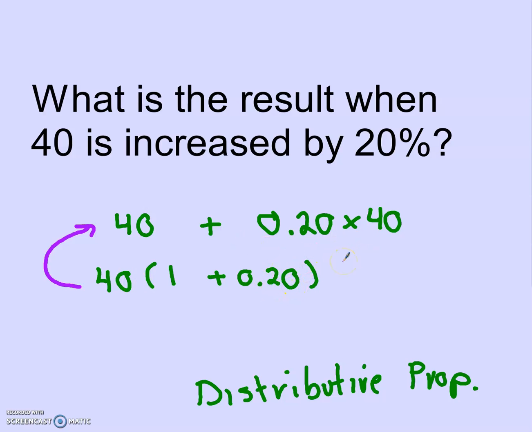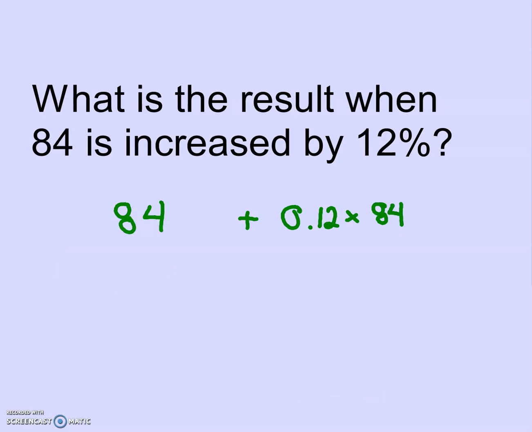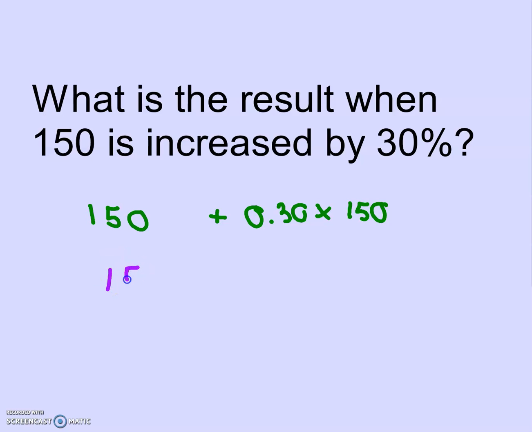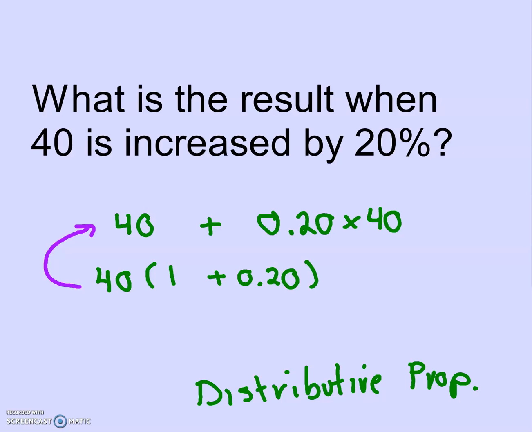So this thing can be written this way. Let's look over here. This thing could be written this way with the 84 out front and then a 1 plus 0.12 in parentheses. And the same thing with the next one. This one could be written with the 150 out front and then 1 plus 0.30 in the parentheses. Why are you doing that, Mr. Academy? You're just kind of messing around with things. Well, check this out. Would you please, in your head, add those together? What do you get?